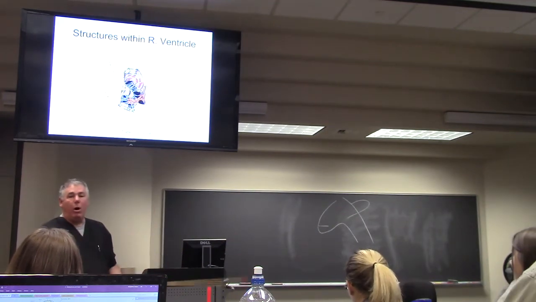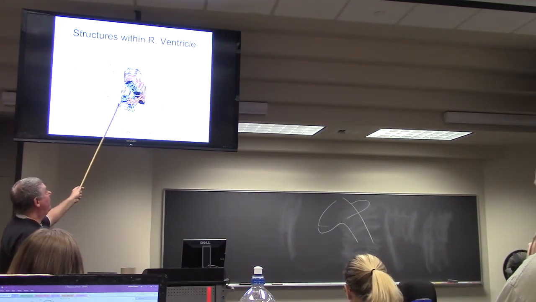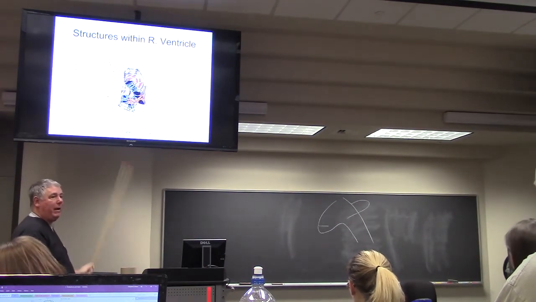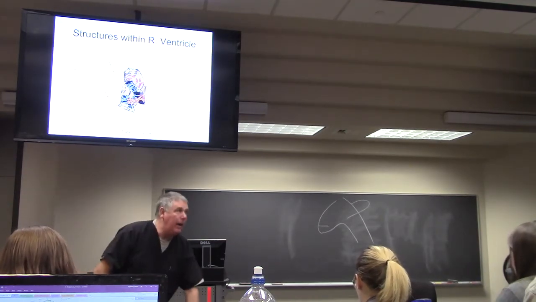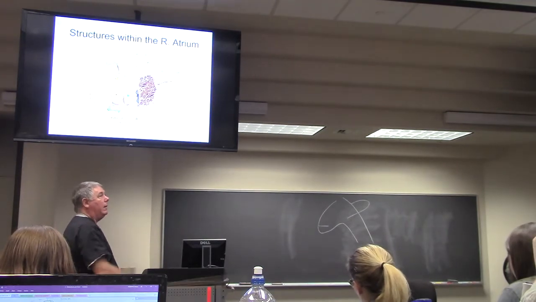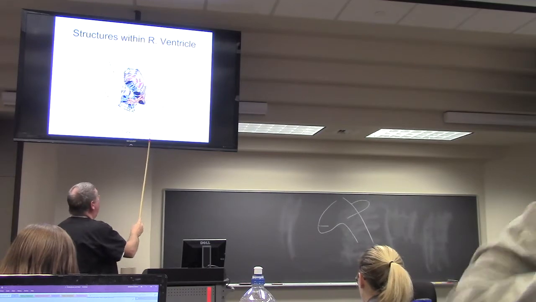If you look at the walls of the ventricle, out here, they're rough. The rough walls in the ventricle are called trabeculae carneae. In the atria, they're called pectinate muscles. In the ventricle, trabeculae carneae.